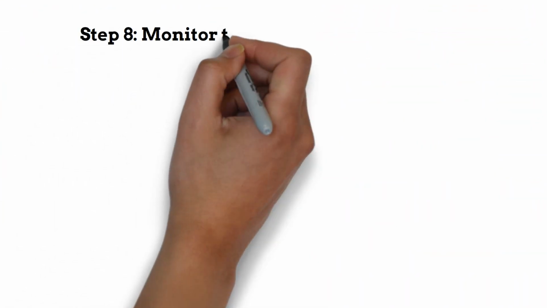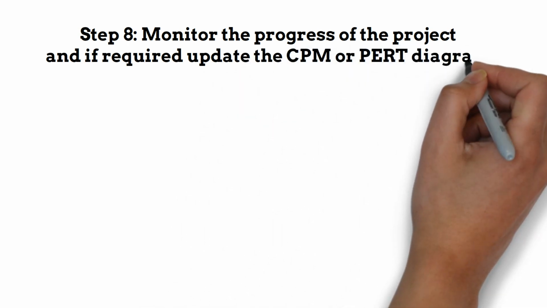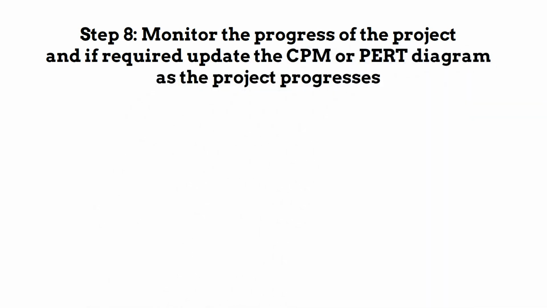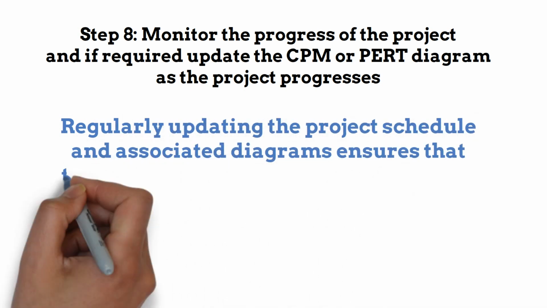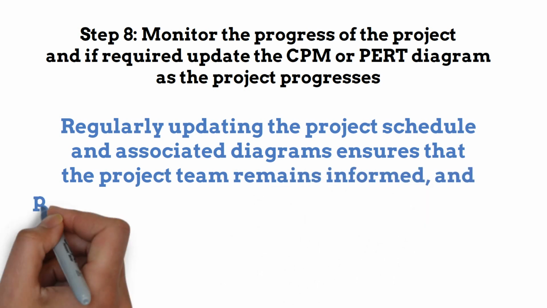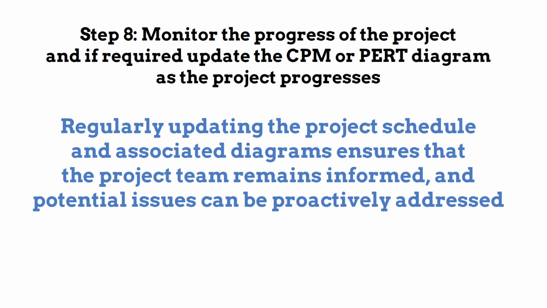Step 8. Monitor the progress of the project and if required update the CPM or PERT diagram as the project progresses. Remember that project management is dynamic, and changes are inevitable. Regularly updating the project schedule and associated diagrams ensures that the project team remains informed, and potential issues can be proactively addressed. This is all about CPM and PERT.